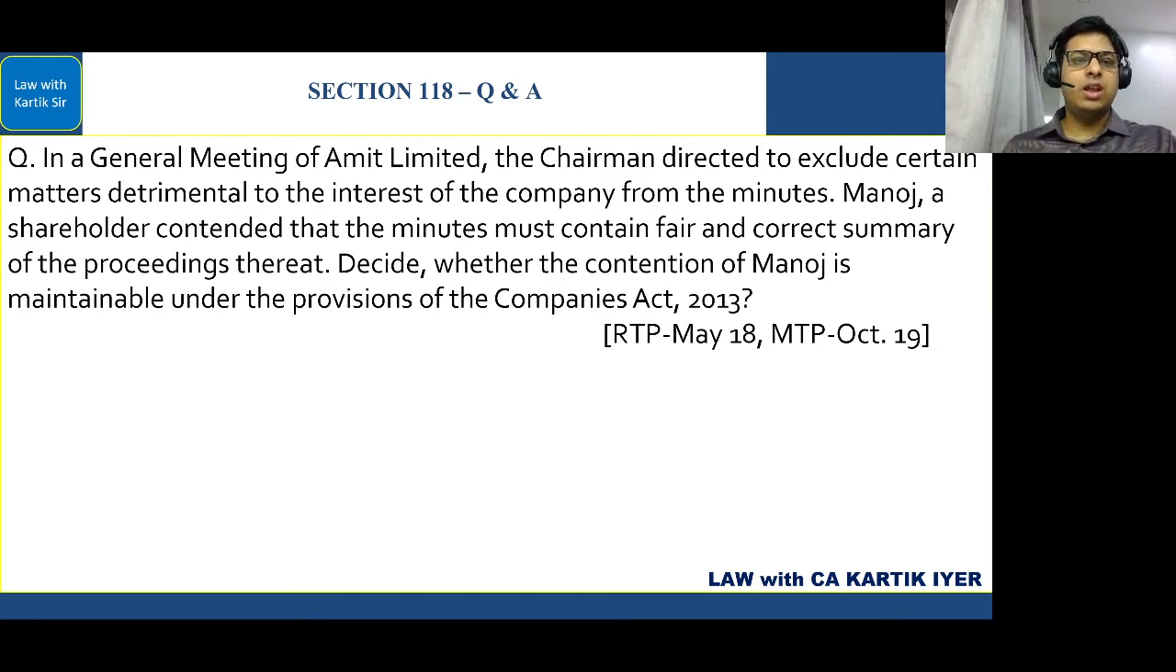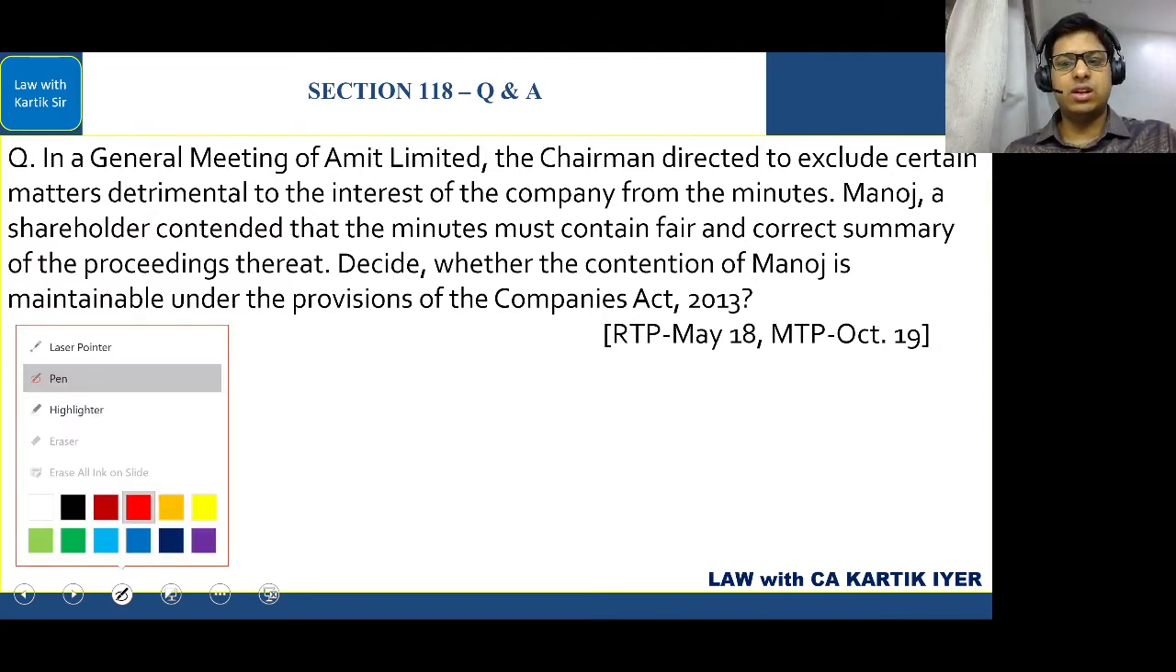First question. In the general meeting of Amit Limited, the chairman directed to exclude certain matters detrimental to the interest of the company from the minutes. Manoj, a shareholder, contended that the minutes must contain a fair and correct summary of the proceedings thereat. Decide whether the contention of Manoj is maintainable under the provisions of the Companies Act 2013. RTP question, and also followed by mock test paper in the next year.